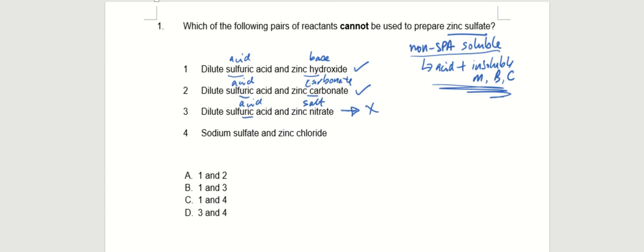And option number 4, sodium sulfate and zinc chloride. This doesn't even have an acid. So option 4 also cannot be used to prepare zinc sulfate. So we can see that both 3 and 4 are not suitable to prepare zinc sulfate. The answer therefore is D. Okay, these two methods match the preparation method for non-spa soluble salts, but these two do not, so they cannot be used to prepare zinc sulfate.